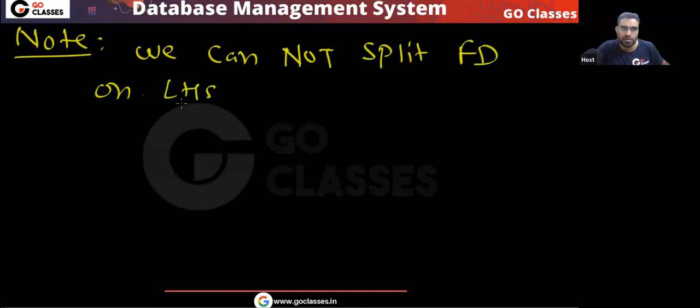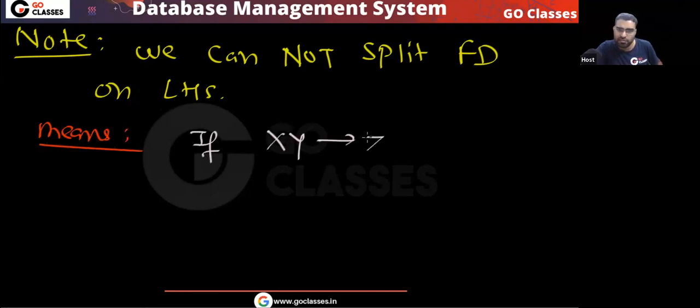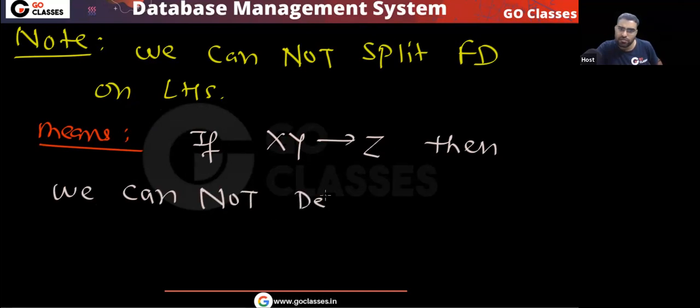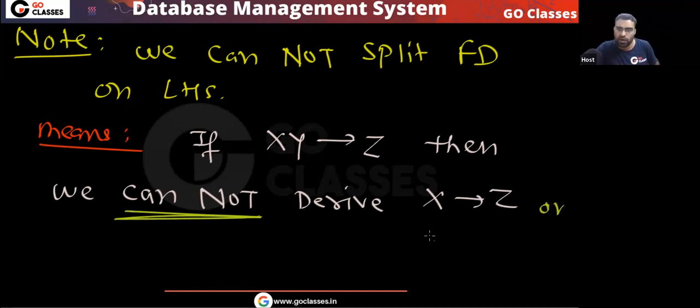What does this mean? This means that if XY determines Z, then we cannot derive X determines Z. So remember, we cannot derive X determines Z or Y determines Z. So these things we cannot derive. Is this clear? Let me know. So very simple. You cannot split on the LHS.